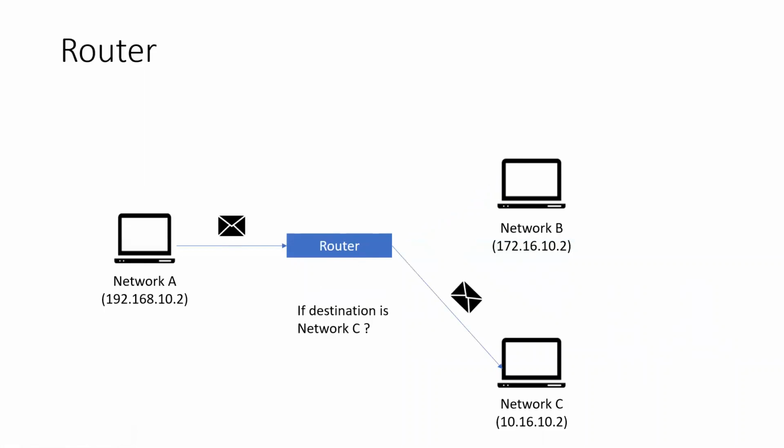Typically, in a branch network, the router connects to the internet or service provider network, which again has a number of network devices, and finally connects to your campus or the data center.